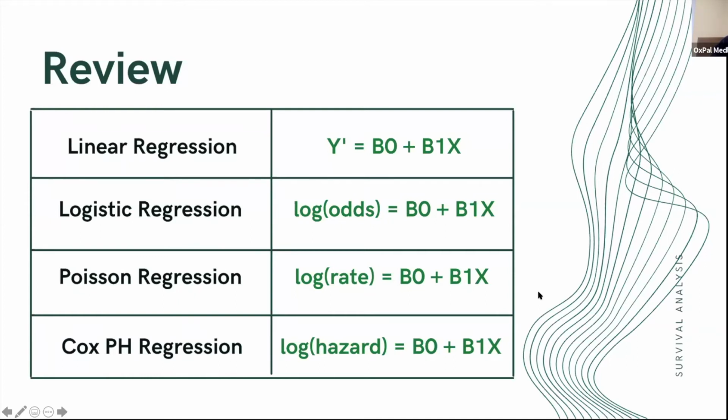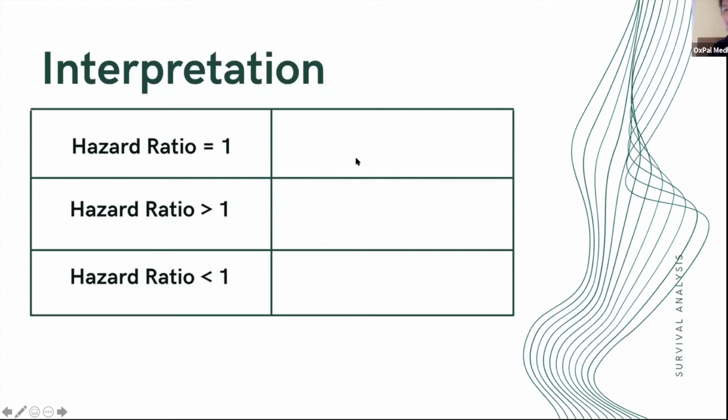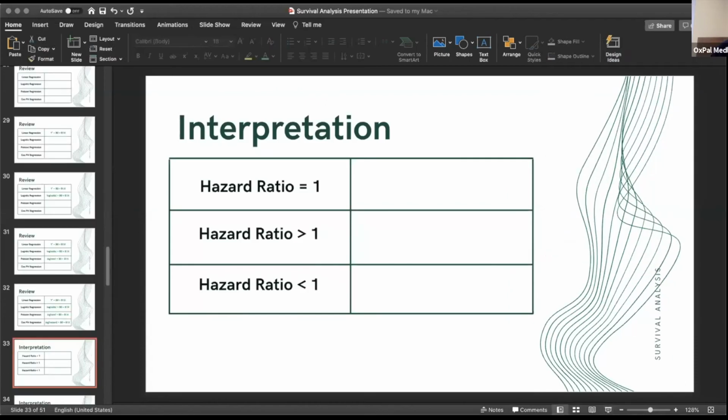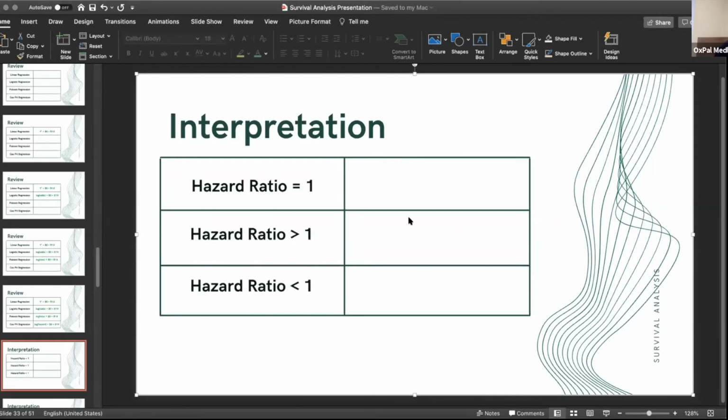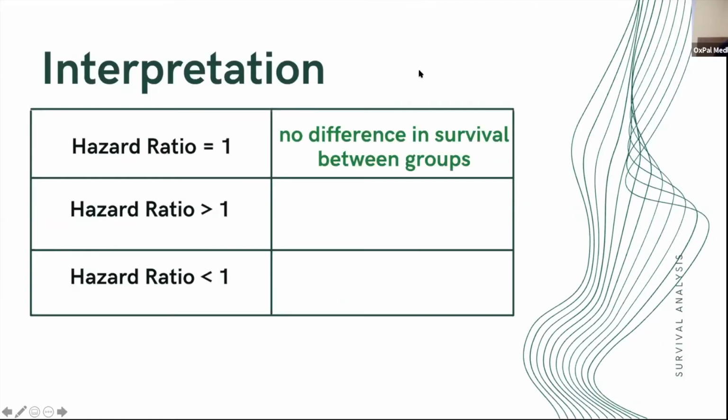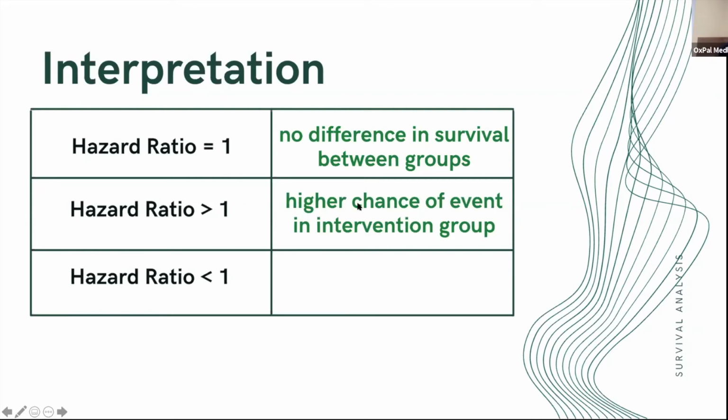But before we go there, I'd like to check if anyone understands how ratios work. What does a hazard ratio of 1 mean? I'm not sure if I made a poll, but let me check. Okay, it's fine. A hazard ratio of 1 means that there is no difference in survival between groups. A hazard ratio of more than 1 means there's a higher chance of the event, in this case it can be mortality, in the intervention group.